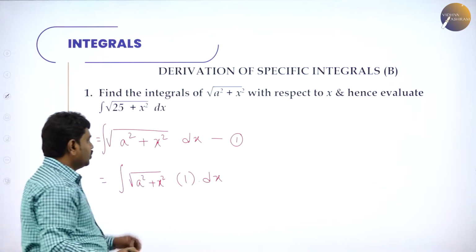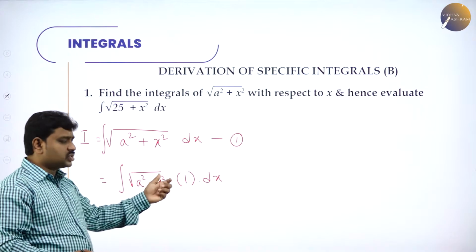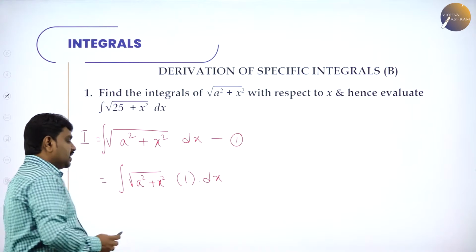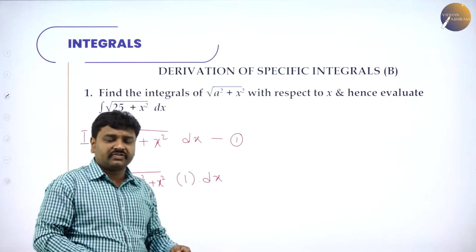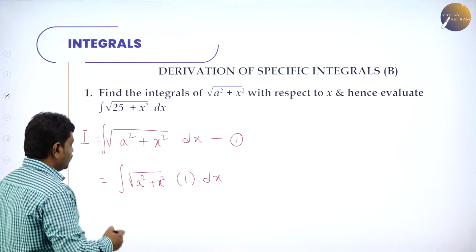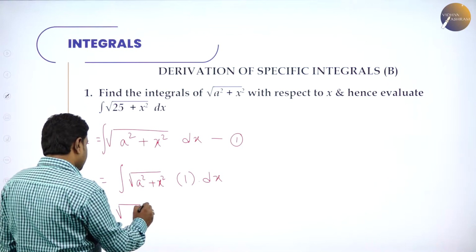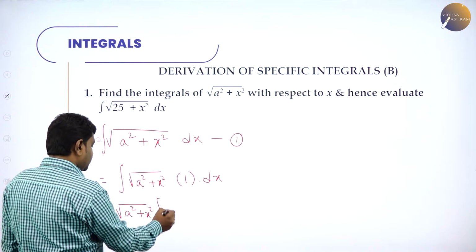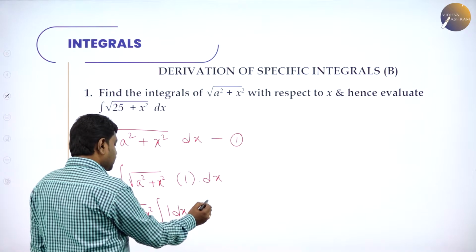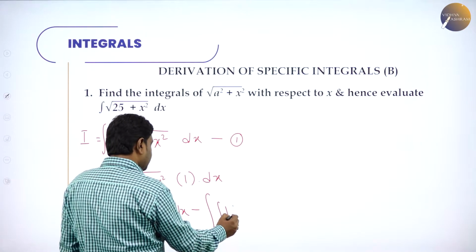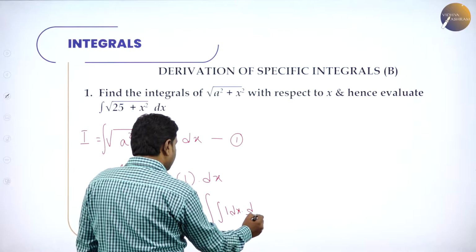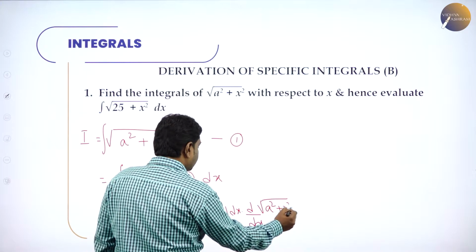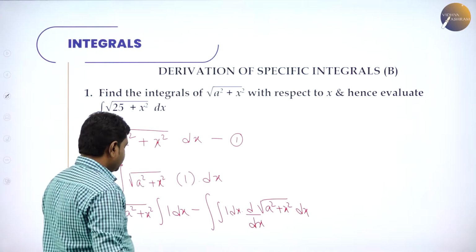Can I write root of a square plus x square into 1 is root of a square plus x square. So now root of a square plus x square, I treat it as first function, 1 I will treat it as second function. Now I will use parts. What is parts? First function into integration of second function, integration of 1 dx, minus integration of 1 dx into derivative of first function with respect to x. Now we'll simplify this.